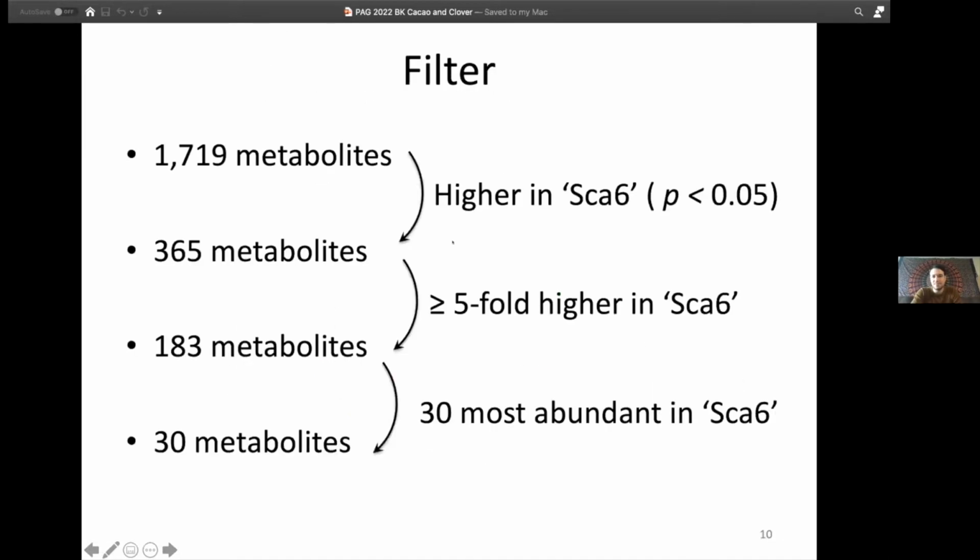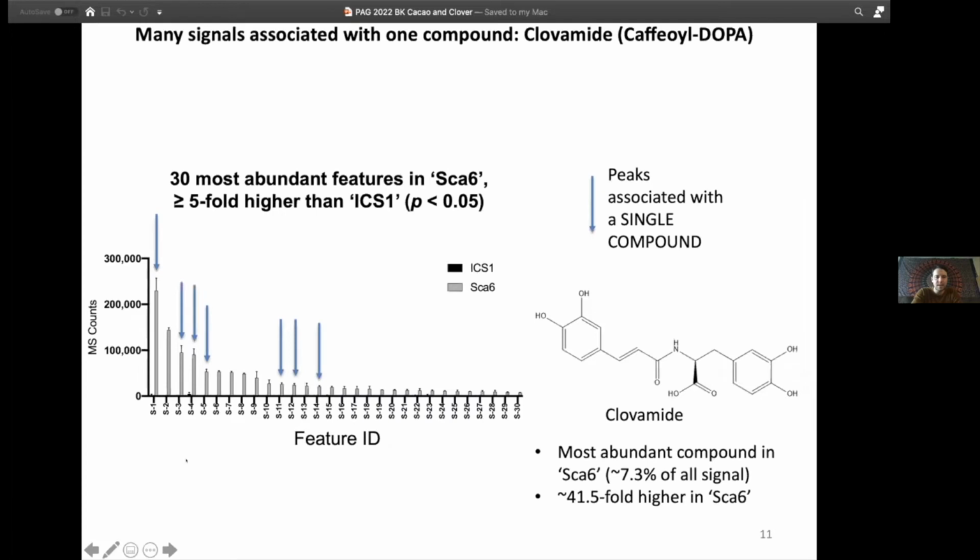So the filters that I applied were that the metabolite had to be higher in Scavena 6 by at least 5-fold. And that ended up giving us 183 metabolites. And then of those, I just took the 30 most abundant metabolites in Scavena 6. And I thought this was a good way to pare down the data set and help us zero in on some metabolites that might be important. And here are those top 30 metabolites that we ended up paring the data set down to.